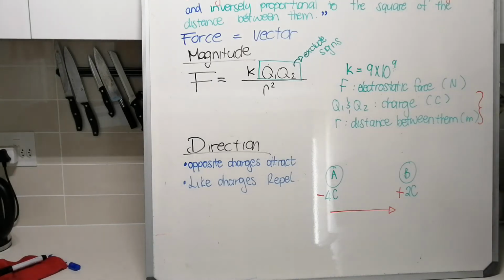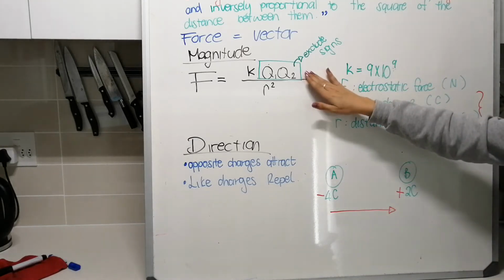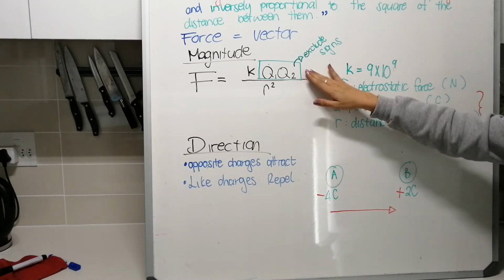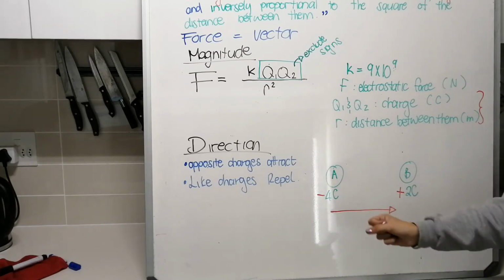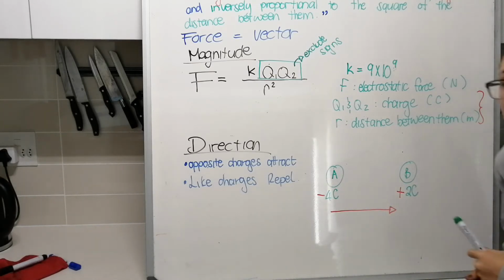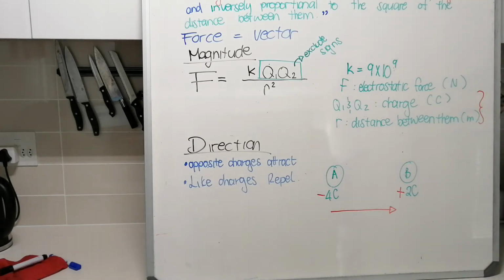So for the magnitude, you don't use the signs of the charges. And for the direction, that's when you look at the signs of the charges to determine is it towards or away from, attractive or repulsive. Okay, I'm going to pause you there and we're going to do a few examples. They're the same examples as the ones in your notes.